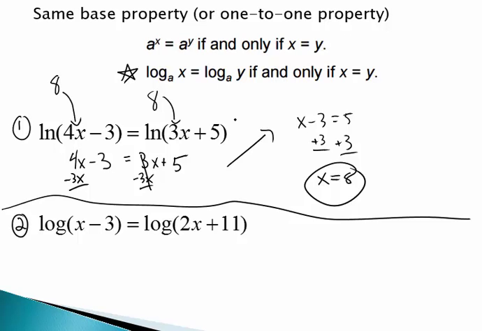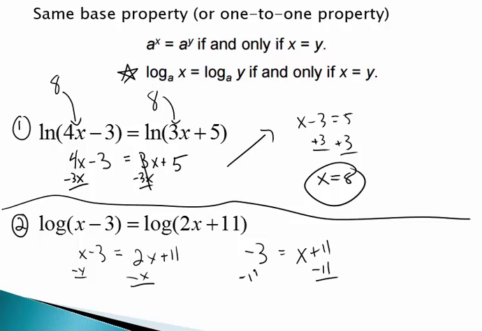How about this next one? Same thing. What's the base for number 2? It's base 10, another special base, the common log. So I have the same base on both sides. So basically I drop my log, and I solve this. I get x equals negative 14. Okay, so I think that's my answer.